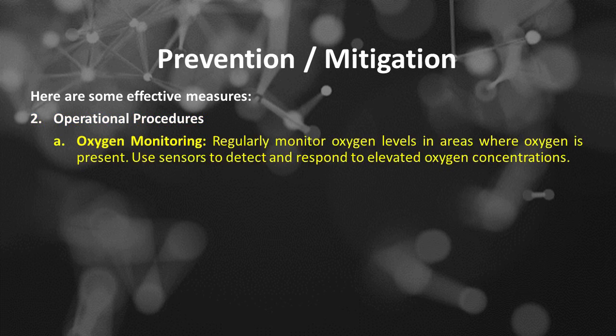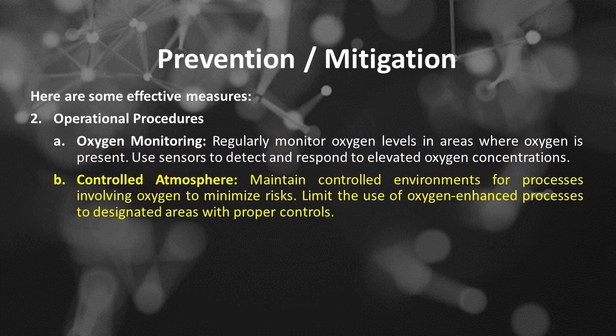Number A, of operational procedures is oxygen monitoring. Regularly monitor oxygen levels in areas where oxygen is present. Use sensors to detect and respond to elevated oxygen concentrations. Number B, of operational procedures is controlled atmosphere. Maintain controlled environments for processes involving oxygen to minimize risks. Limit the use of oxygen-enhanced processes to designated areas with proper controls.